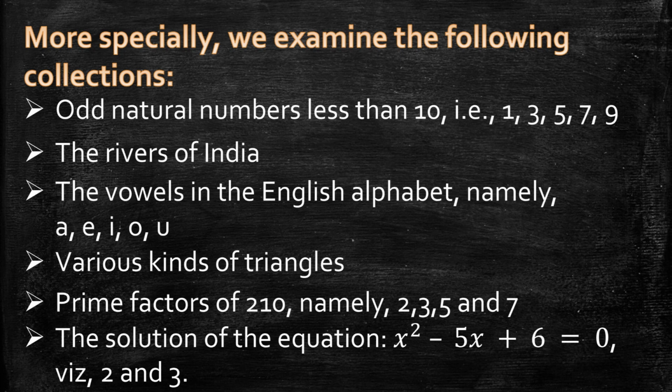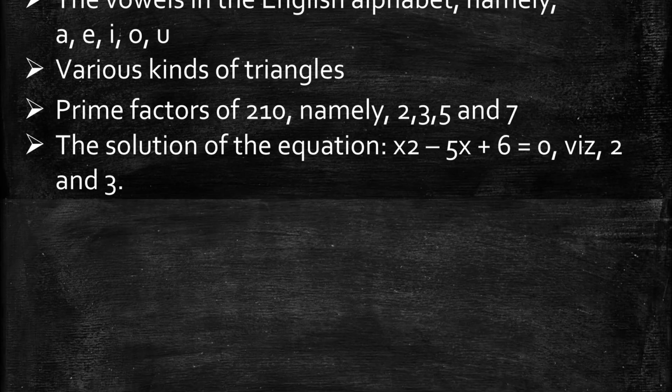We note that each of the above examples is a well-defined collection of objects in the sense that we can definitely decide whether a given particular object belongs to a given collection or not. For example, we can say that the River Nile does not belong to the collection of rivers of India. On the other hand, the River Ganga does belong to this collection.